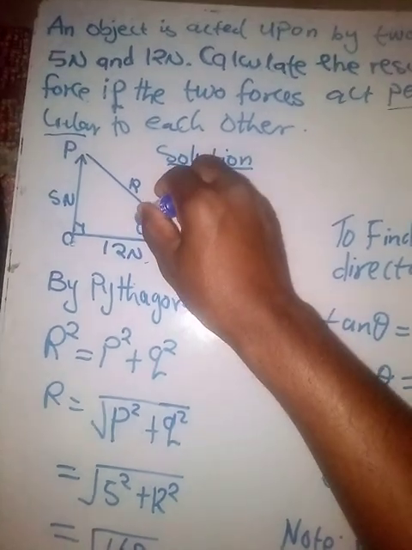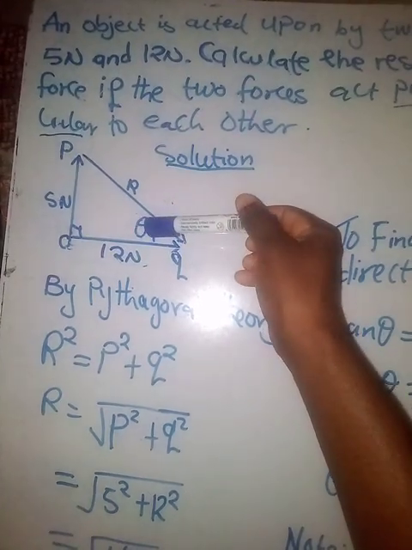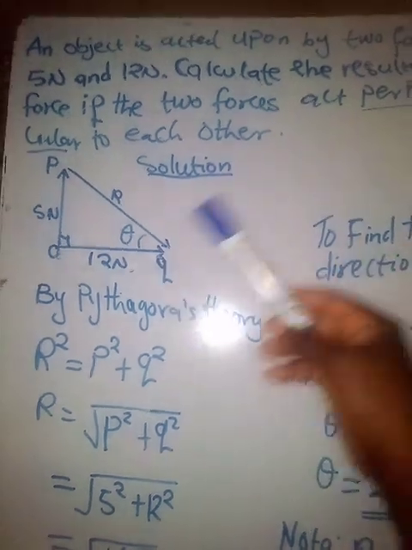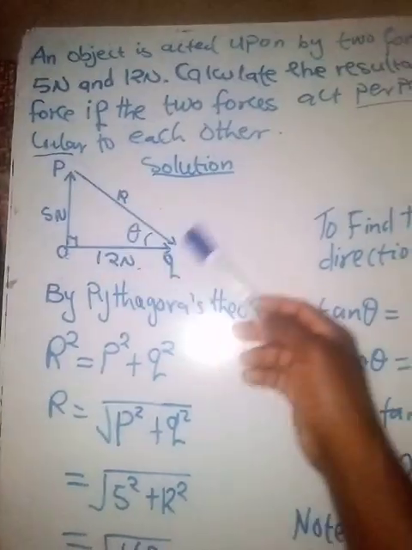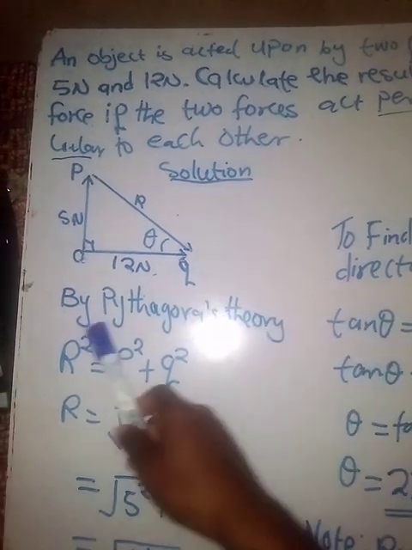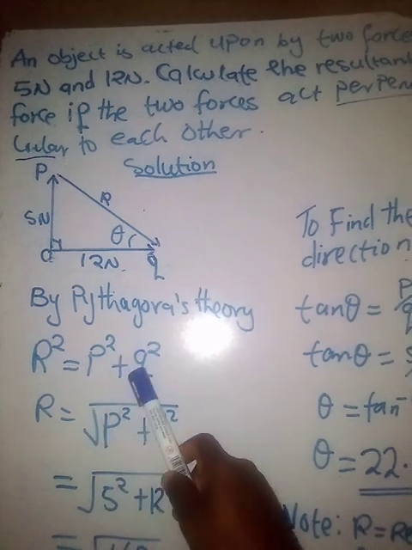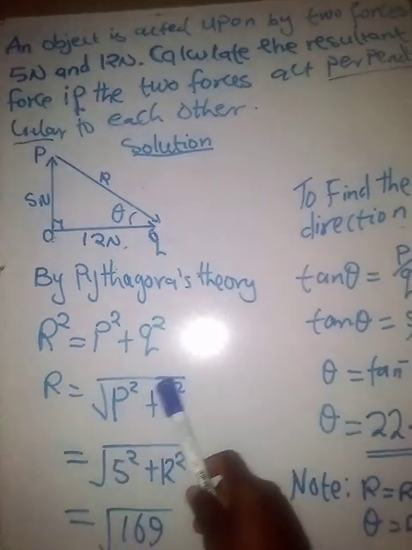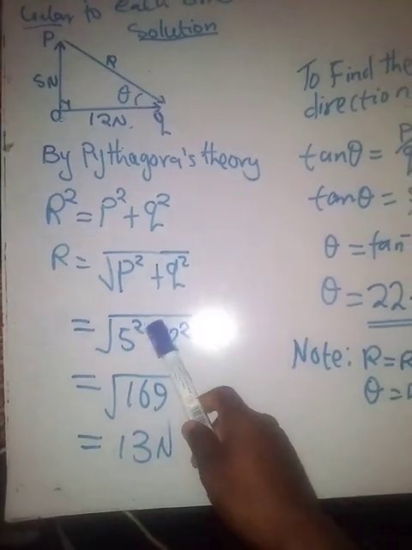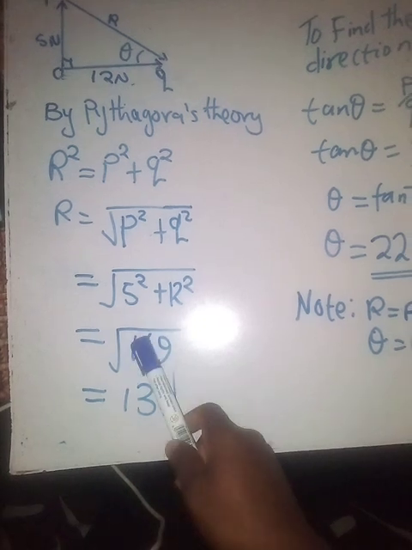Look at the theta here. The theta here is the angle of inclination between the resultant and the horizontal force. Looking at this right angled triangle, I want to apply the Pythagoras principle. By Pythagoras theory, we have r squared equals p squared plus q squared, and r equals square root of p squared plus q squared, and r equals square root of 5 squared plus 12 squared.